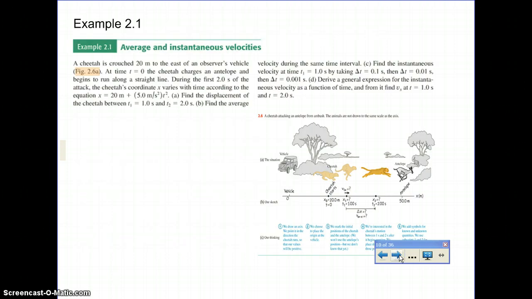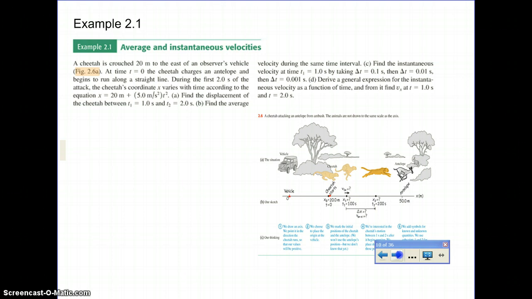Let's take a look at the example in your book that deals with average and instantaneous velocity. This is example 2.1, and you'll find it on pages 40 and 41 in your text. Here it describes a cheetah that's crouched 20 meters to the east of an observer's vehicle. Right there, what they're doing is giving you a point of reference. And here you can see in my graphic, there's the vehicle, and here's your cheetah. I really recommend that you draw pictures when you're looking at questions like this to help you understand visually what's going on.